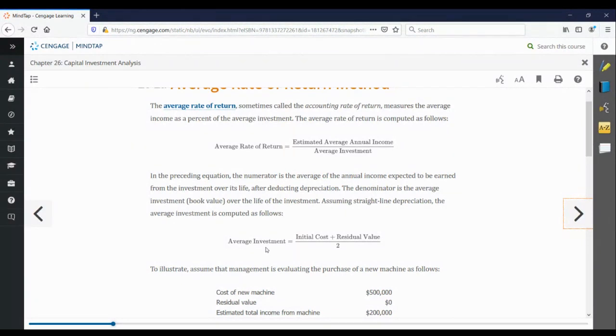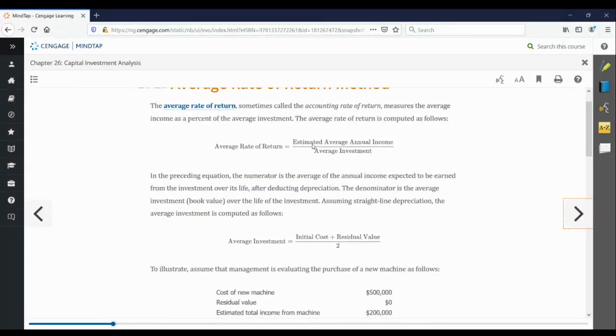To determine an average amount, we would take the cost plus whatever the residual value is for that asset, or what we think it's going to be. We're going to divide it by 2. Whatever this amount comes up to is going to be plugged into the formula to determine the average rate of return. It's going to go in as the denominator.